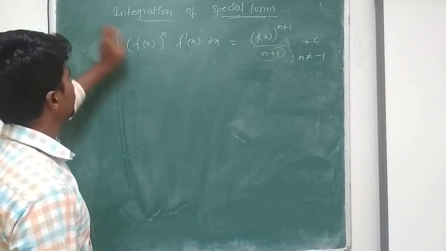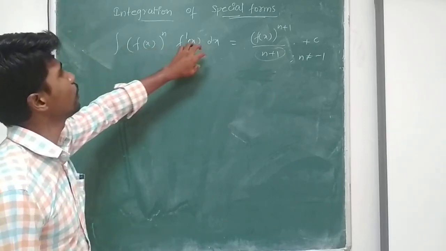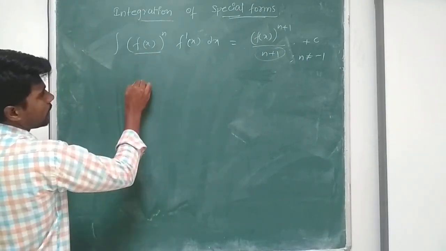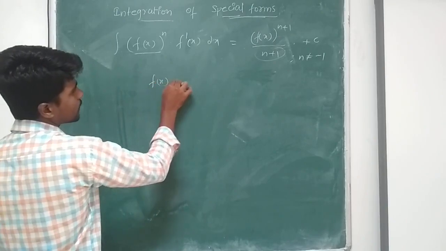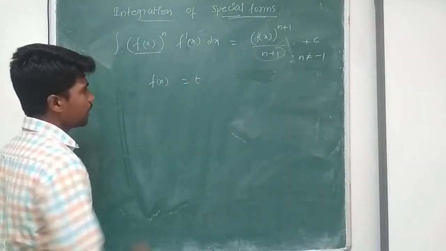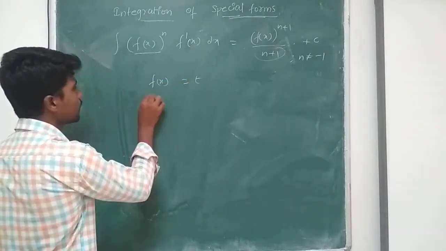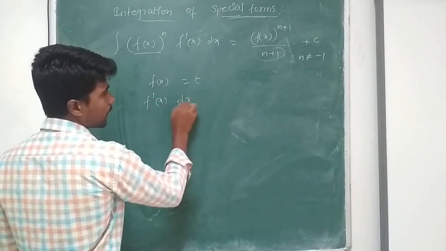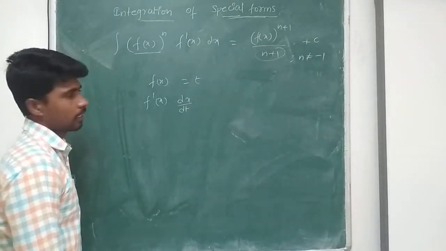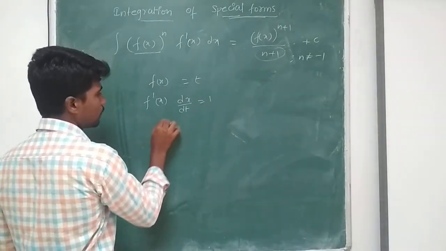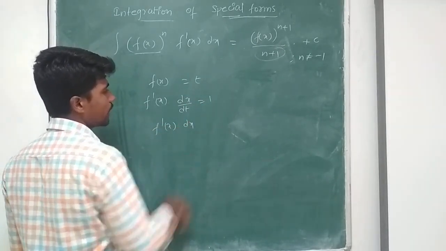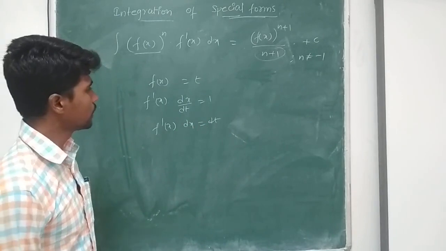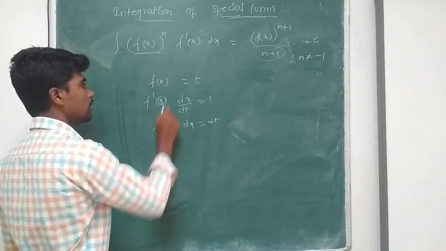Okay. So, integral f of x to the power of n into f dash of x dx. If I consider this f of x as t, then differentiate with respect to x, what do we get? I get f dash of x into dx by dt, which is equal to 1. So f dash of x into dx is equal to dt.